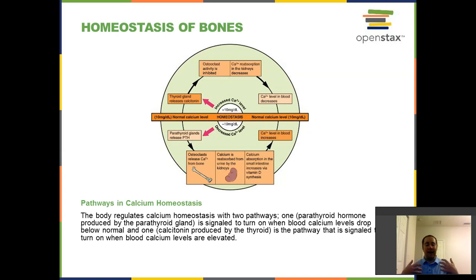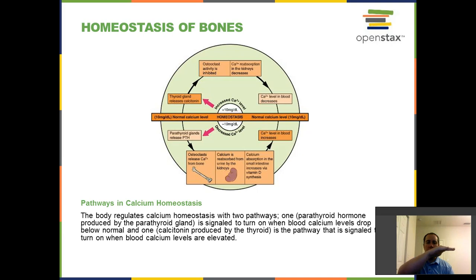If the calcium in our blood gets too high, that's also going to prevent the neurons and the muscles from working properly. And so in that case, the thyroid is going to make a hormone called calcitonin. Calcitonin is going to cause the calcium in the blood to get put into the bone. So it's going to make the bone stronger by taking the calcium out of the blood and putting it into the bone. These work together to maintain calcium homeostasis.